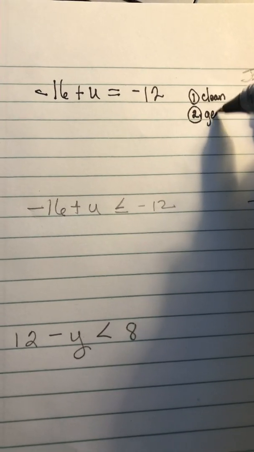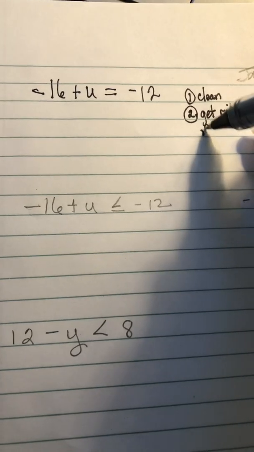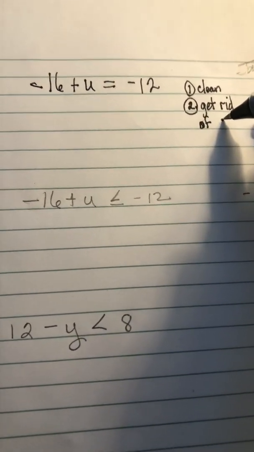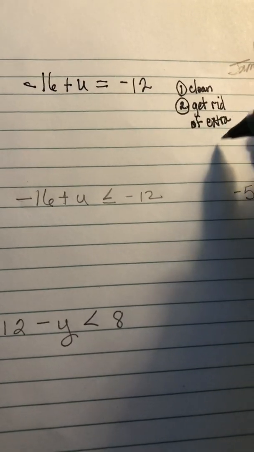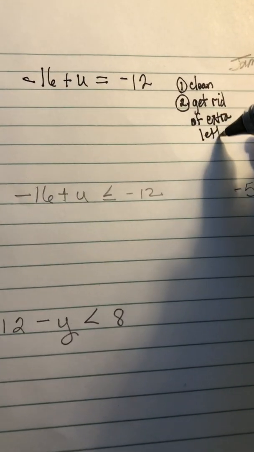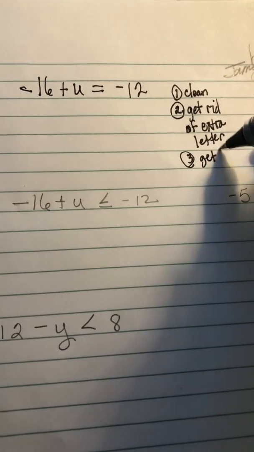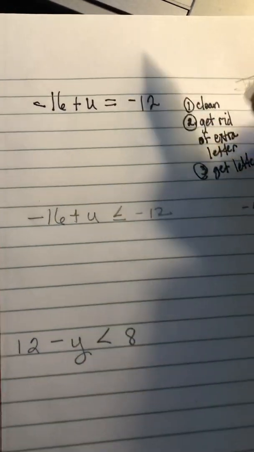Get rid of extra letters. If you have more than one, X, Y, U, whatever, get rid of your extra letter. We only want to have one letter in the problem. And then the last step is get that remaining letter alone. So now all of these I'm only going to have one letter in for right now.